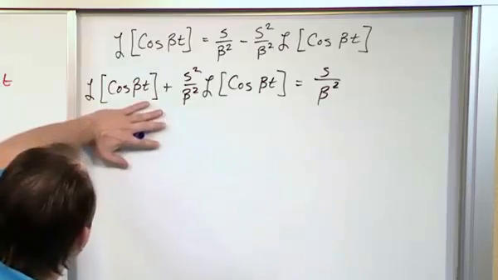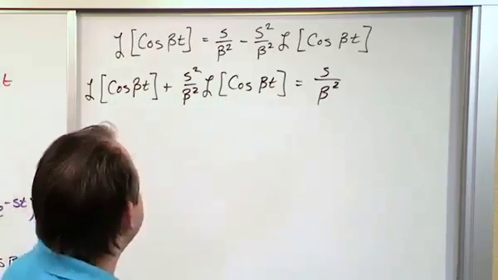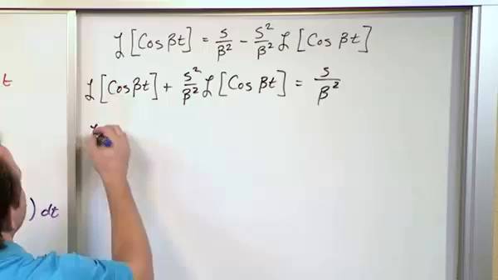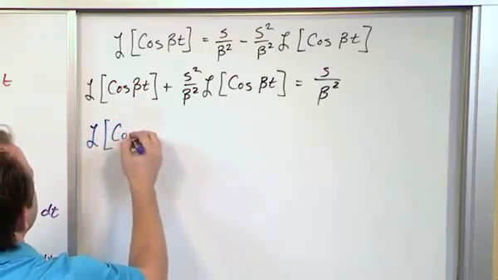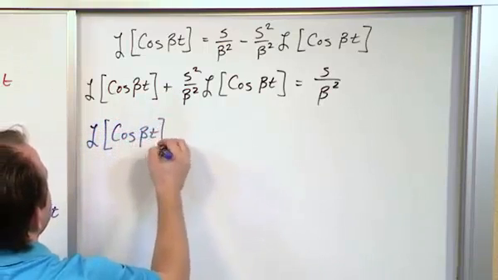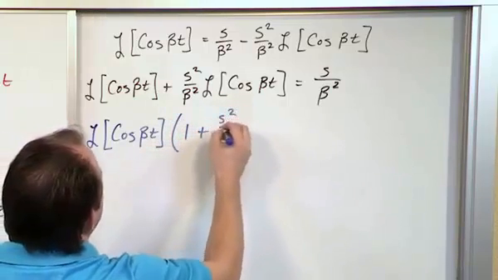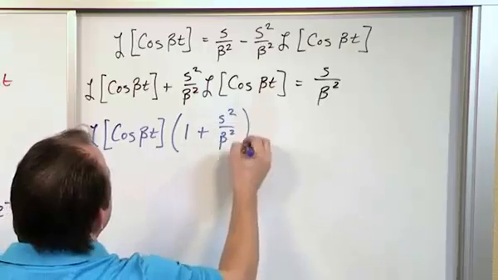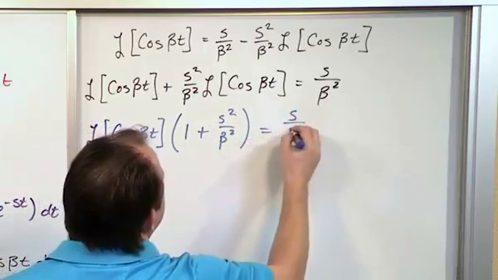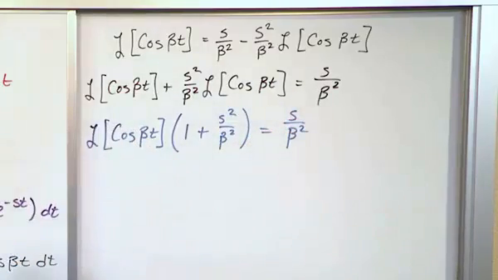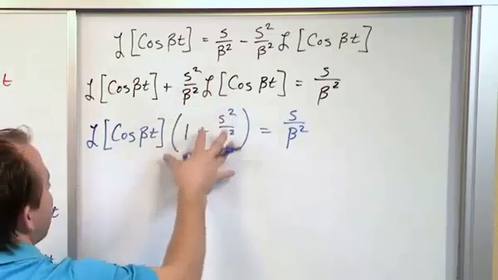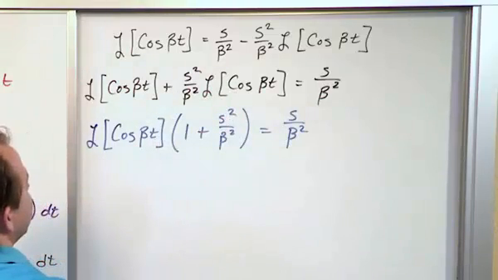Now you can treat this as a variable. It's like x and x, right? So we can factor it out. So let's pull it out and we'll say Laplace transform cosine beta t. And then on the inside here, we have 1 plus s squared over beta squared. And on the right-hand side, we have s over beta squared. So now you can kind of see where we're going, because here I just divide by this term here.